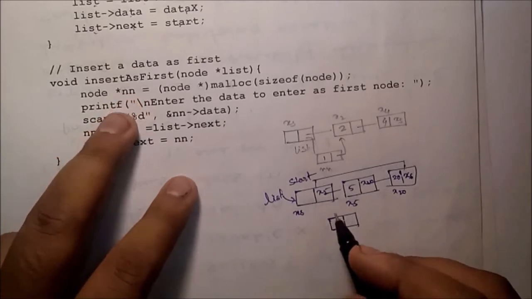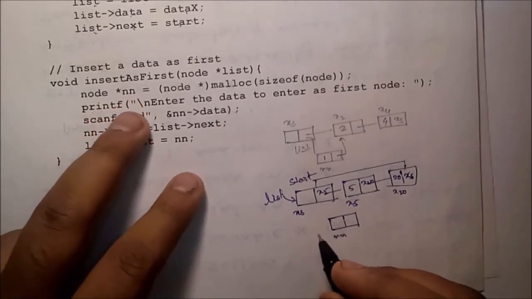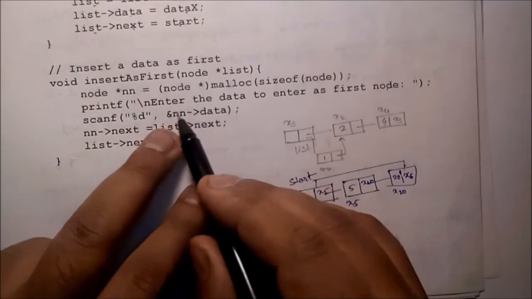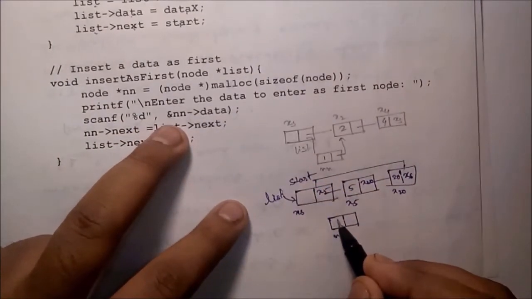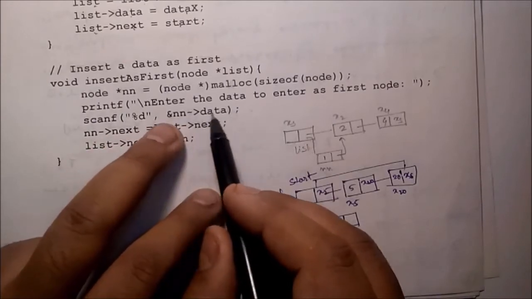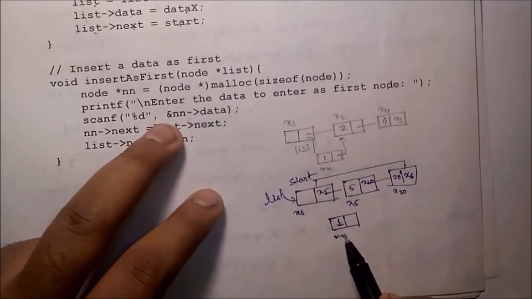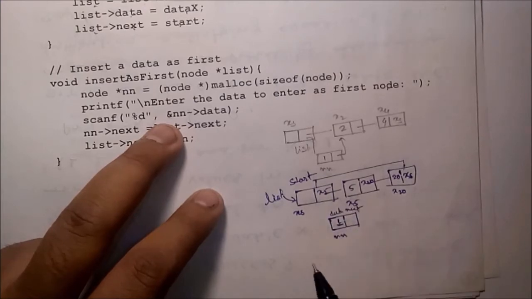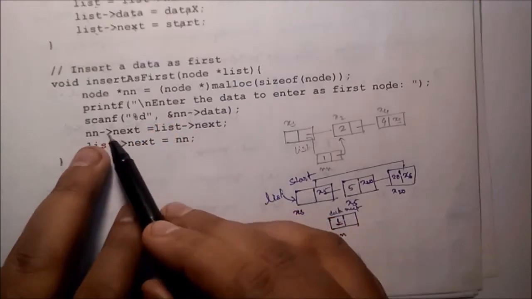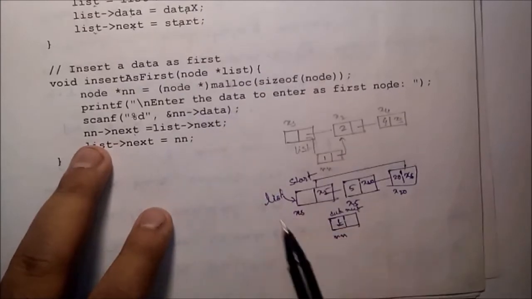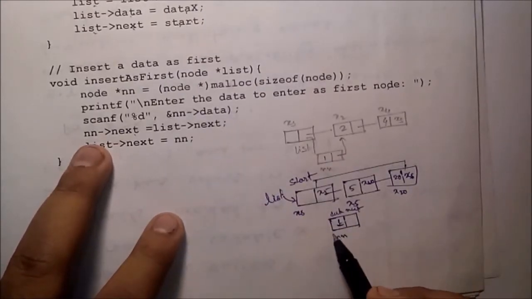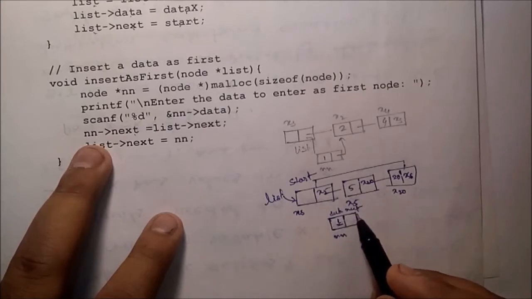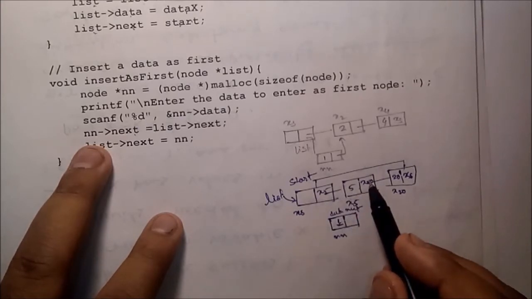Okay, and assume it is the new node, enter the data to enter the first node. Now suppose in the new node we store data, say 1. Okay, new node data, this is the data part, this is the next part. Now new node next is equal to list next. So if this will be the first node, this will be the second node. In this particular portion we store the address of this particular node.